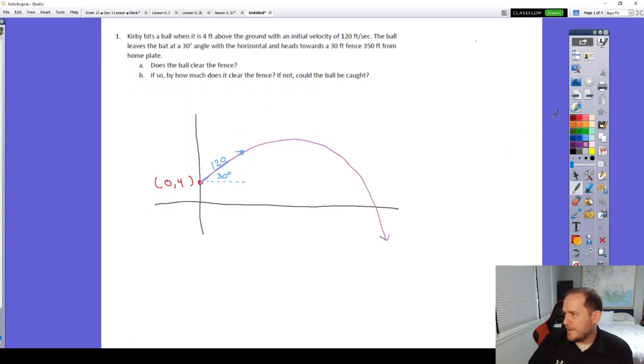So now, if we wanted to actually model this, then we would need to use our equations. We know that x of t is the initial velocity, which is the 120, multiplied by the cosine of our angle, which is 30, multiplied by t, which is time in seconds. The x equation is simple. The y equation is the same as the x equation, just with sine.